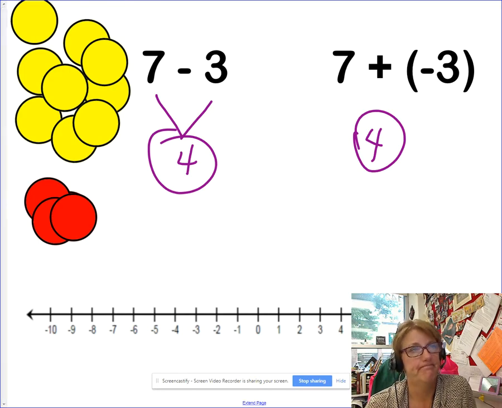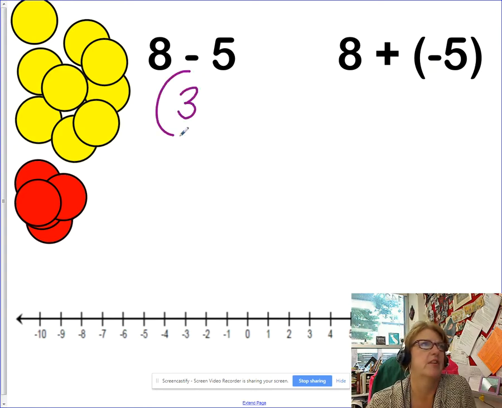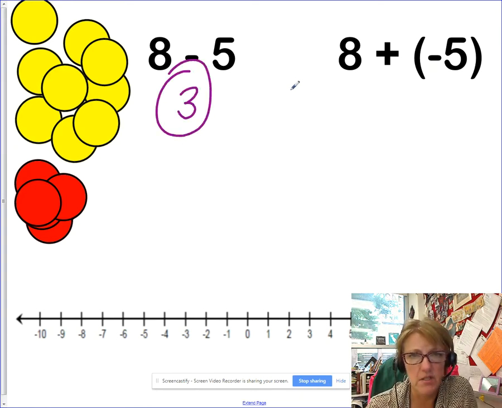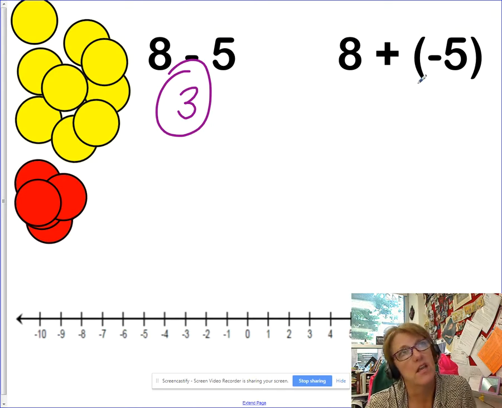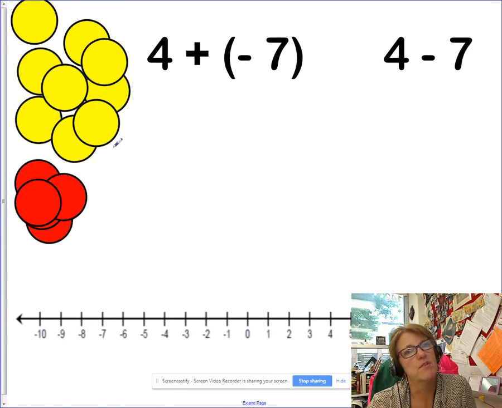Let's look at the next one. 8 minus 5. And you're like, seriously? This is 7th grade? What are you talking about, lady? 8 plus negative 5 is also equal to 3. Let's look at another example. All right, this time I'm going to say 4 plus negative 7.